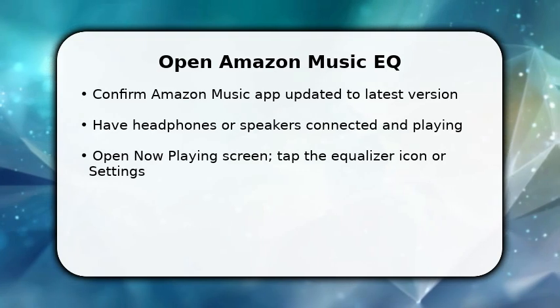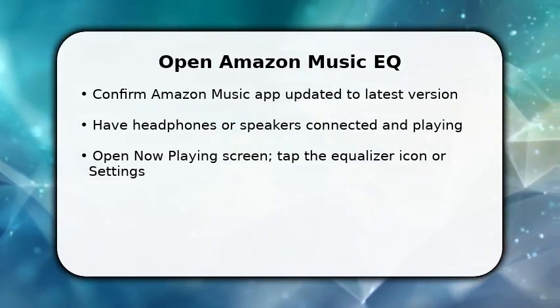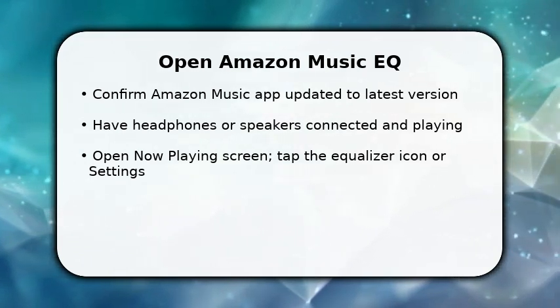You start inside the Amazon Music app with audio already playing so changes are audible. First, make sure the app is updated. This guarantees the equalizer option appears.